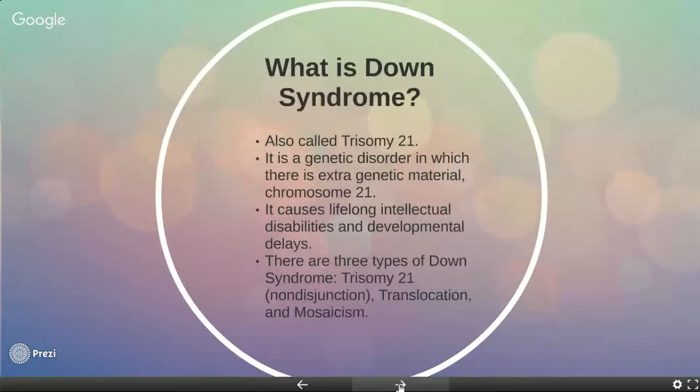What is Down syndrome? Down syndrome is also known as trisomy 21. It is a genetic disorder in which there is extra genetic material known as chromosome 21. It causes lifelong intellectual disabilities and developmental delays. There are three types of Down syndrome: trisomy 21, translocation, and mosaicism.